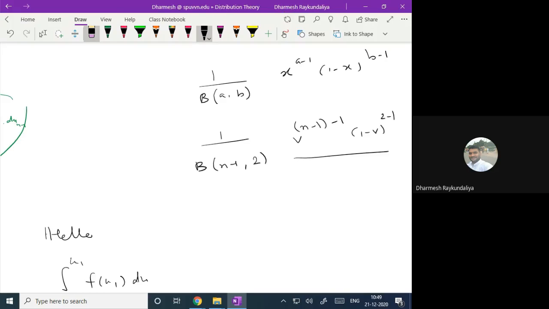So I will keep this part as it is. Now I will just write this. What is that? It is nothing but gamma n minus 1 into gamma 2, and in the denominator it is gamma of n minus 1 plus 2. Is it? Or am I making a mistake?